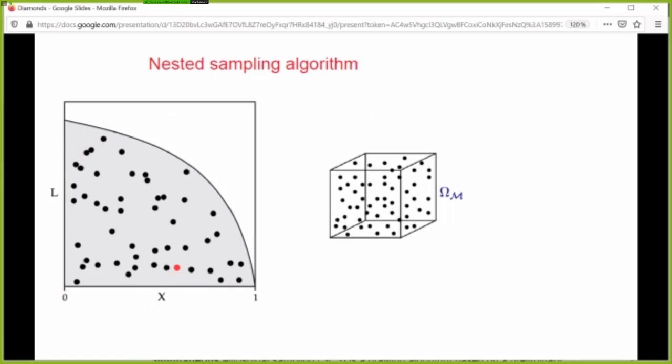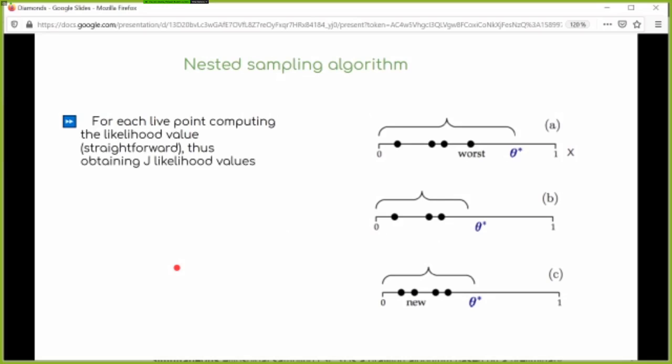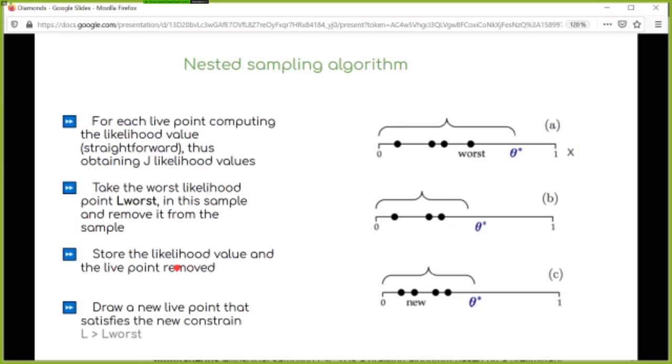Okay, so now let's dig a little bit into the detail of an iteration process of nested sampling. For each live point, you compute the likelihood value, and thus you obtain j likelihood values. Then you take the worst likelihood point in the sample and you remove it from the sample. Then you store the likelihood value, and the live point is removed. And finally, you draw a new live point that satisfies the new constraint, where the likelihood is superior to the worst likelihood.